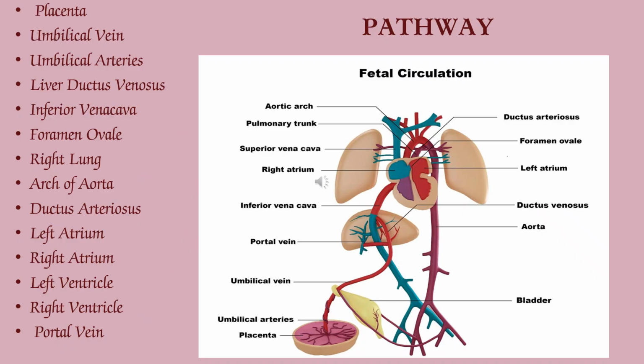The pathway involved in the fetal circulation are placenta, umbilical vein, umbilical arteries, liver, ductus venosus, inferior vena cava, foramen ovale, right lung, arch of aorta, ductus arteriosus, left atrium, left ventricle, right ventricle, and portal vein.